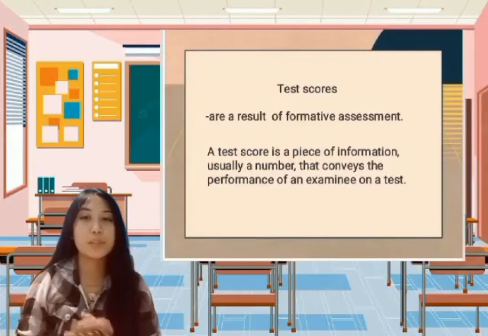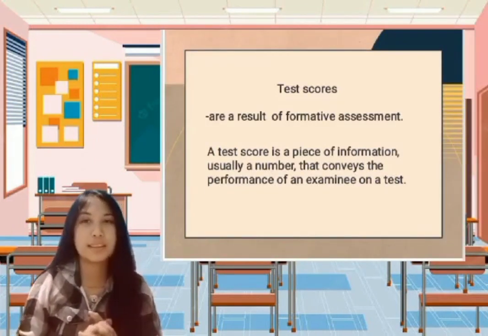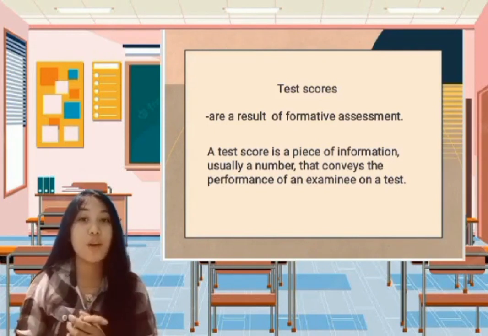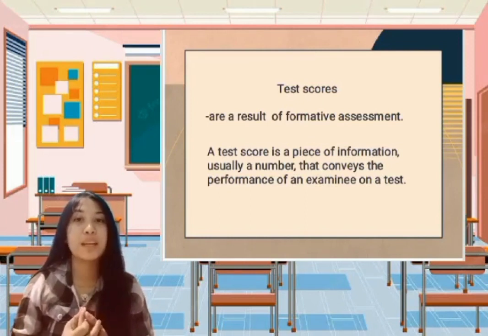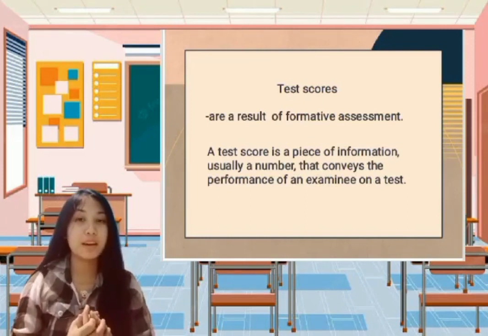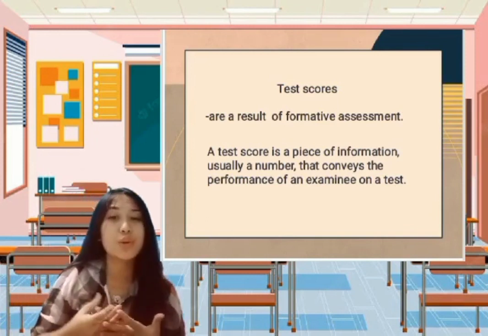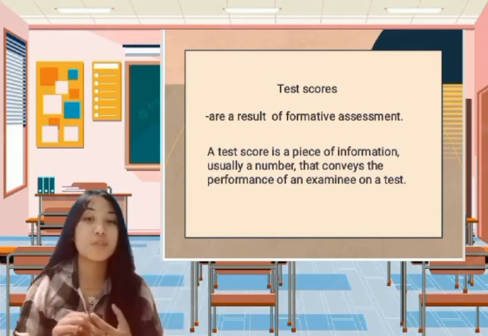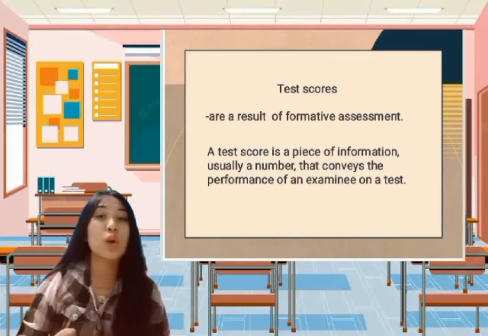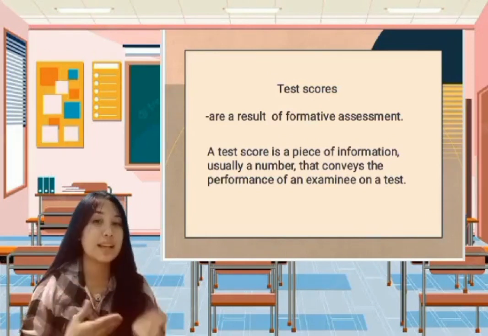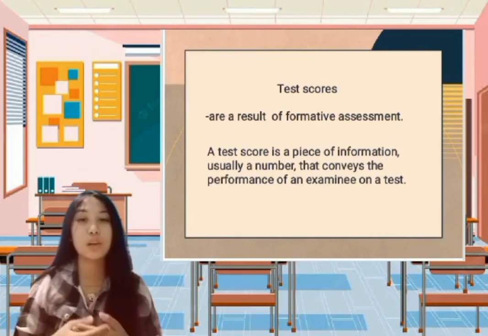So now we are going to proceed to the test scores. Those are results of formative assessment. A test score is a piece of information, usually a number, that conveys the performance of an examinee on a test. We are all familiar with test scores: every time we do an assessment, the result of the assessment, or our score, is what we call the test score.